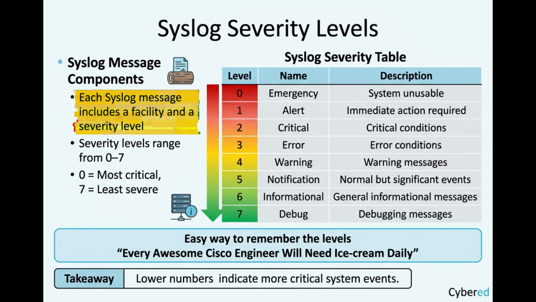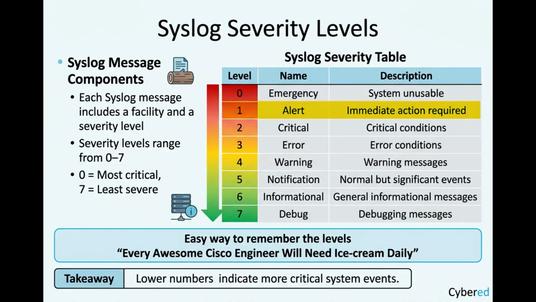Each syslog message includes two key elements: a facility and a severity level. The severity level indicates how critical the event is and ranges from 0 to 7, with 0 being the most severe. So let's go through this chart here. You have level, name, and description. Level 0, emergency. This means the system is unusable.